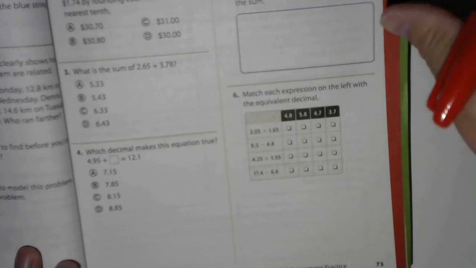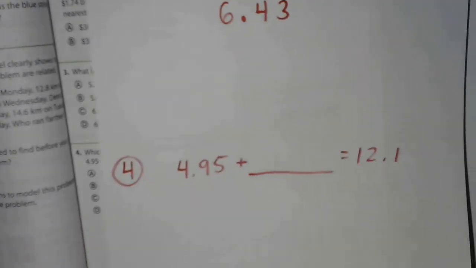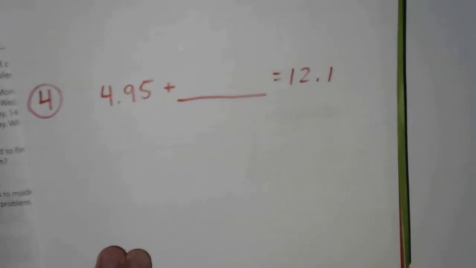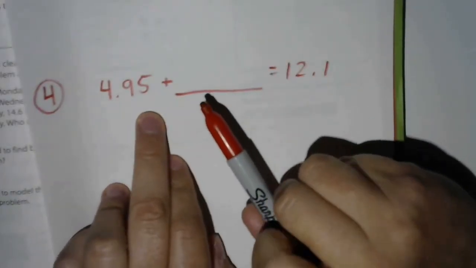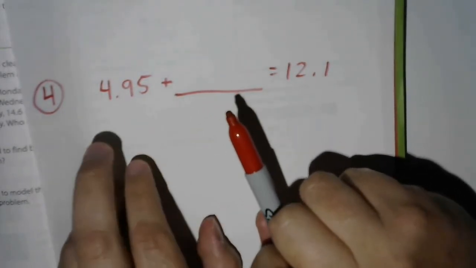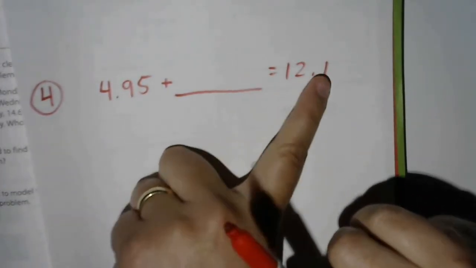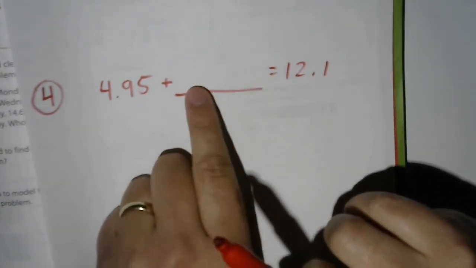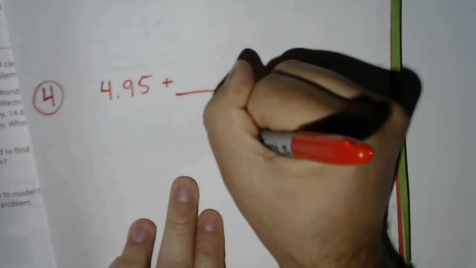Moving on to number 4, it says, which decimal makes sense in this equation to make it true? So let's take a look at this. Kind of rewritten it here. I could spend a little bit of time maybe thinking it through and trying to figure out what's going to go in here. Or, since I know I'm taking this number, adding it with this number, and it's going to equal this, I could find this by just turning this whole thing around into a subtraction problem.